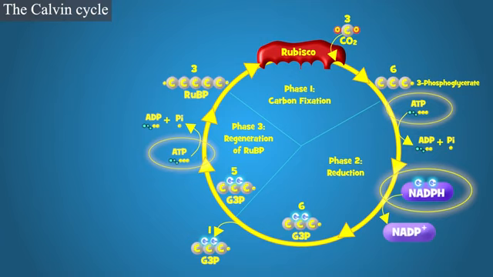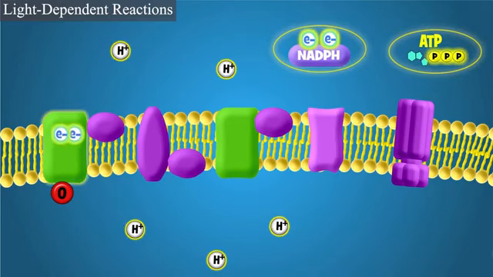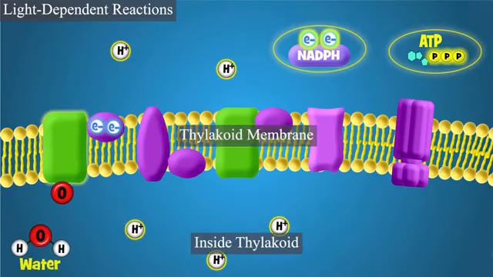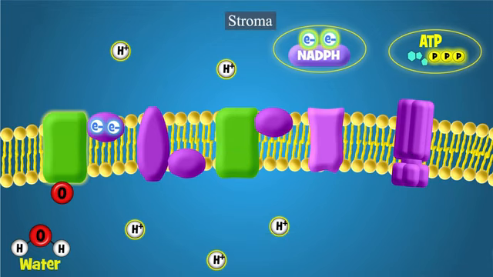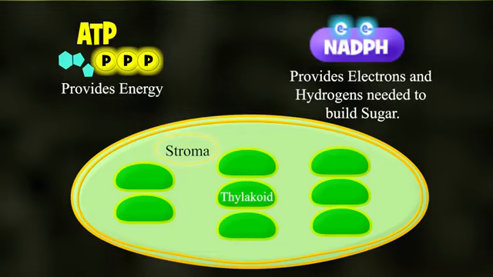You may recall that both ATP and NADPH were made during the light reactions at the thylakoids. The Calvin cycle takes place in the fluid surrounding the thylakoids, known as the stroma. ATP provides the energy, and NADPH provides the electrons and hydrogens that are needed to reduce carbon dioxide to build sugars in the Calvin cycle.